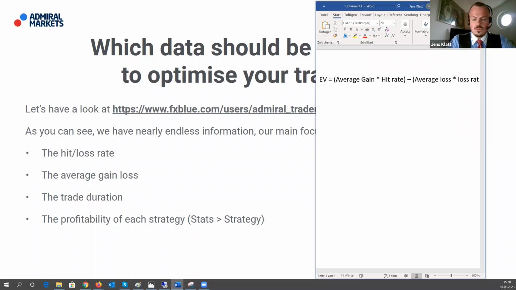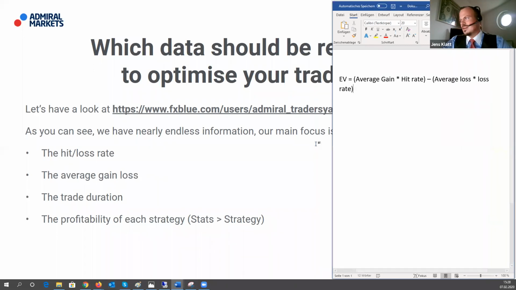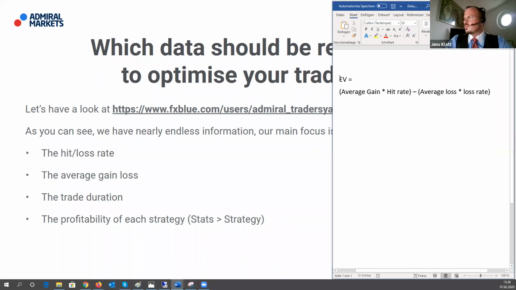Let me just see that I get this in one line. Oh, okay, that doesn't work. Let me just do it that way then. So we have the expected value given by multiplying the average gain with the hit rate, and then you subtract the average loss multiplied with the loss rate. So why is that of importance?